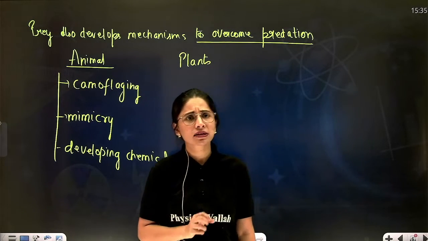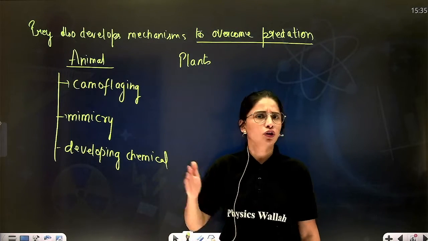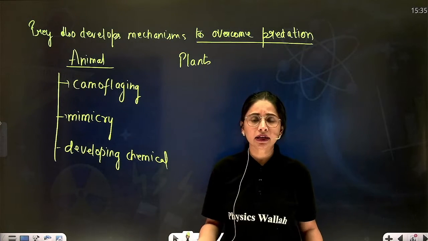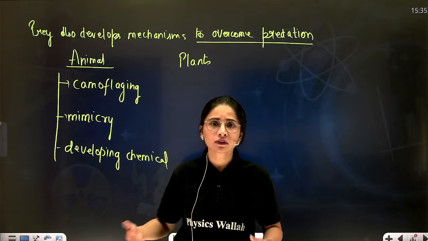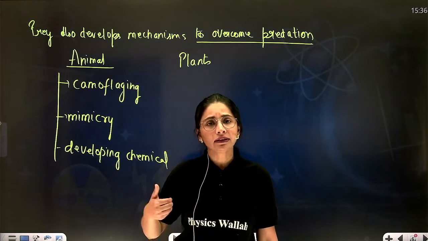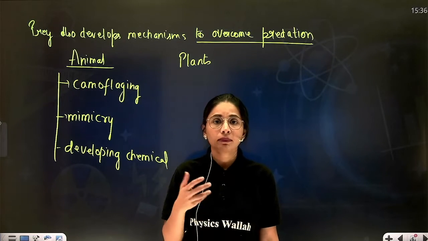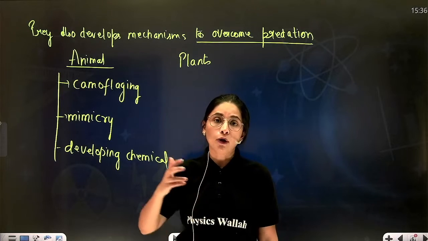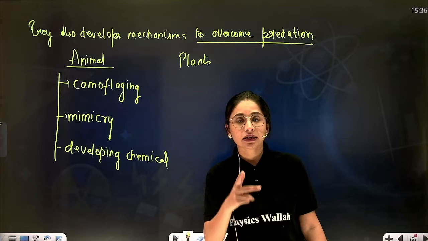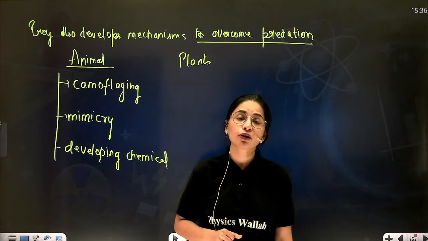Coming to plants, beta, at least if animals are not camouflaging, not mimicking, not developing chemicals, they have their own legs. If the deer sees the lion coming, it will not stand. It will run away. So animals having legs can run and protect themselves from the predator. But what about the plants? How should plants run away after seeing the goat coming, after seeing the cow coming? Plants cannot run. So how will they protect themselves from predation?